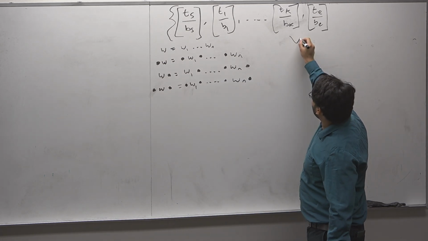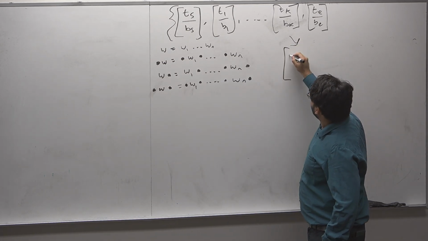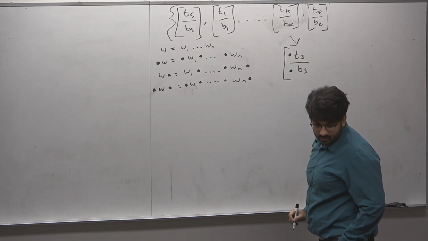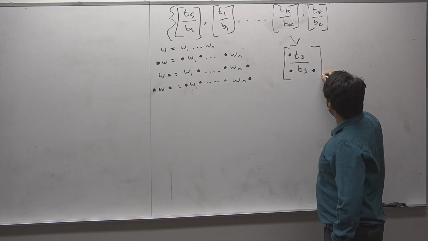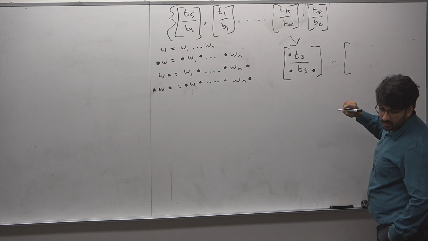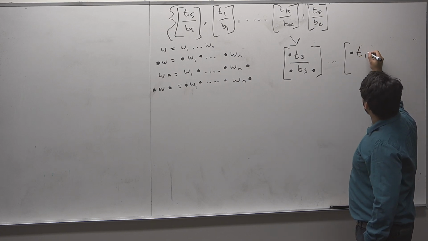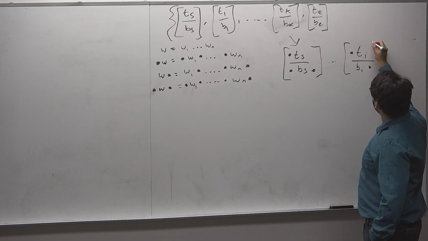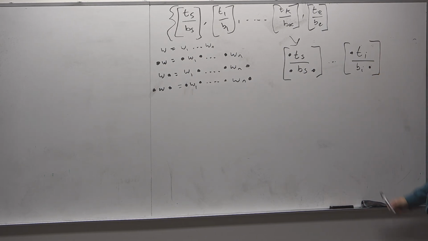Then all we do is transform this set of tiles into the following. Dot TS over dot BS, and then the dot will go on the bottom. For the others, we will transform these into dot TI over BI dot. Notice by doing so, we have now prevented any of these intermediary tiles from beginning with the same symbol. So therefore, none of these can now start, because none of them appear with the dot. And the last tile will be dot TE over BE dot.